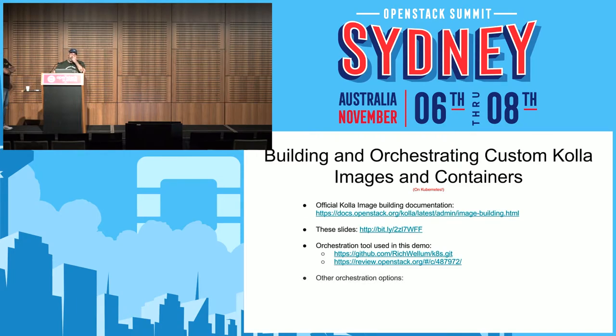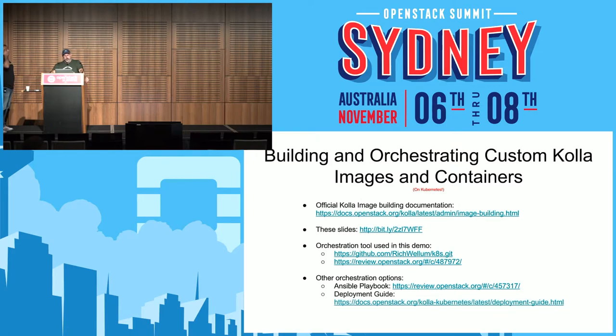But there are a lot of other orchestration options. We have at least one Ansible playbook. This is one of them. It's also in review. It's pretty awesome because it's aimed to be production quality, and it can handle single node all-in-one. It can configure multiple nodes. It can do Ceph. And it's very relatable to a lot of people in OpenStack because it's written in Ansible. And both these tools are working from the deployment guide, which is up to date and working.